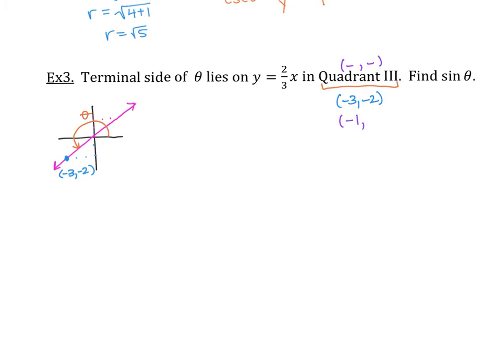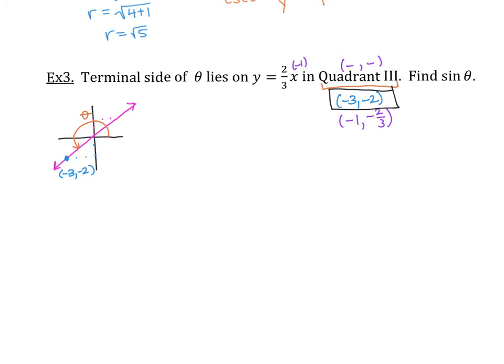If I plug in negative 1 for x, 2/3 times negative 1 is negative 2/3. So (-1, -2/3) is also on the line y equals 2/3 x, and it's in quadrant 3. So I could use that ordered pair. It does not matter which ordered pair you use. You'll get the same answer no matter what. But because this one looks easier, I'm going to go ahead and use this ordered pair.